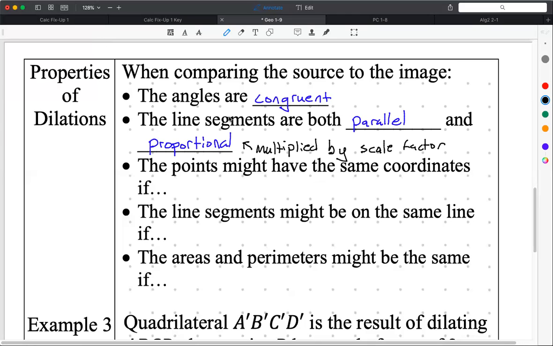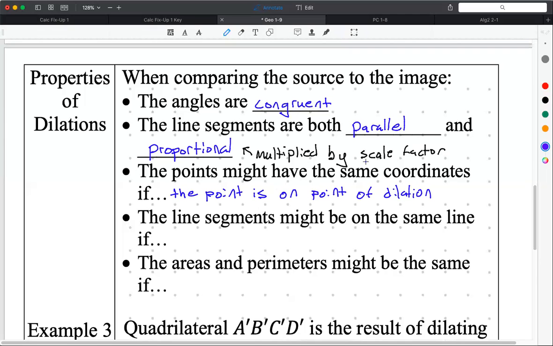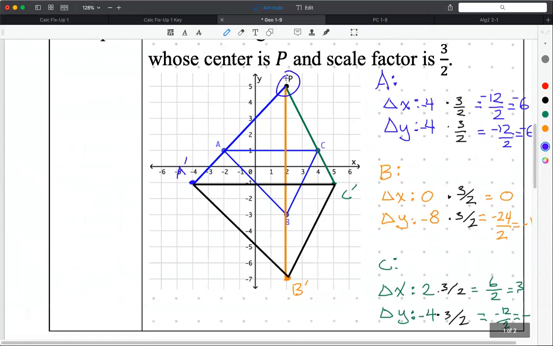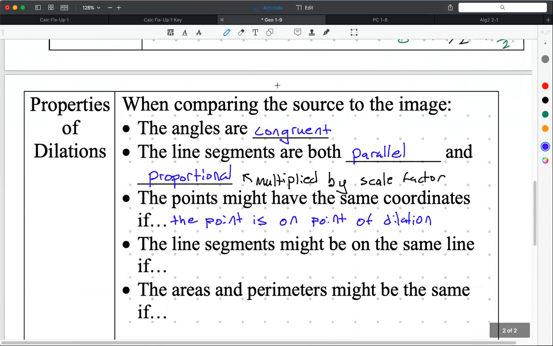Yeah, Kira? Well, I think that could only happen if P was on that point. Like if there's 0 change in Y and 0 change in X to get from P to that point. Yeah, so if the point is on that point of dilation. And as Kira pointed out, if I was on P right up here and I had another point on P and I dilated it, you're not going to move.